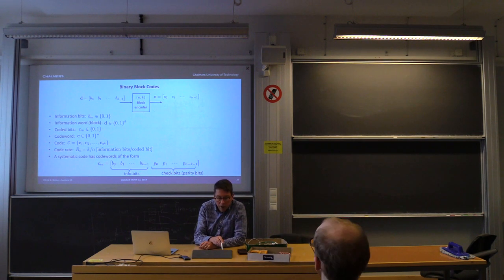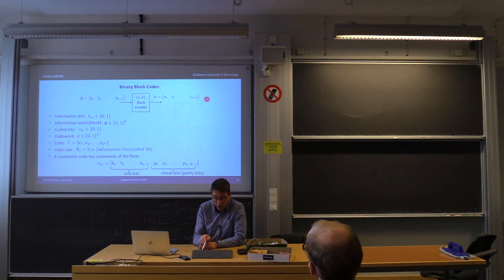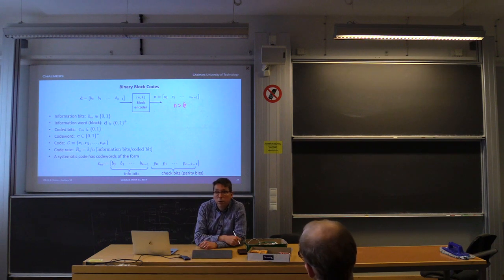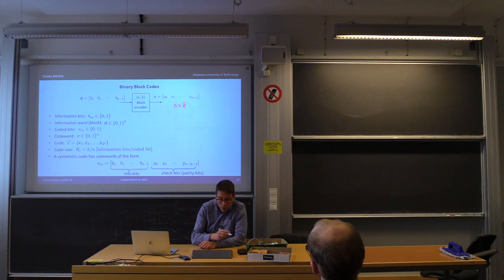The idea is that we have some bits coming in to this block encoder, and there's some bits coming out. The number of bits out is n, and n is greater than k. So there are more bits coming out than in. The ratio between these two things is called the code rate. And there is a bunch of other things here.